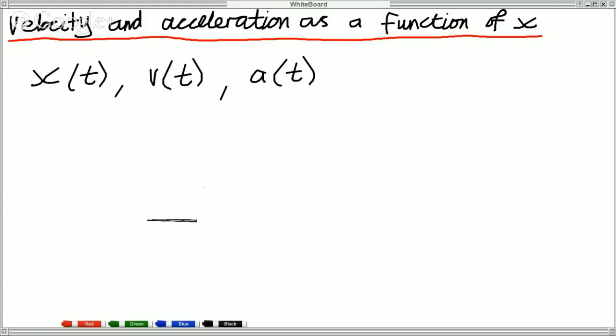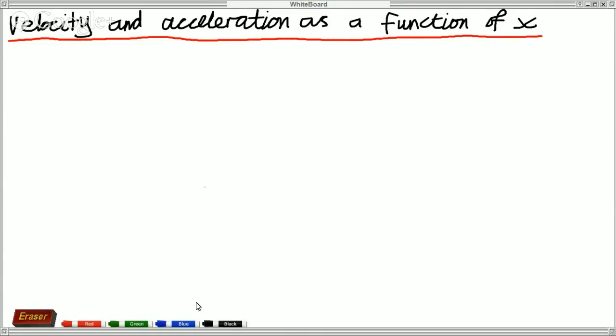So that is hopefully the assumed knowledge you have coming into this lesson. And now we're going to look to express these in terms of each other as opposed to time. So before we do that, we'll derive a few important identities.